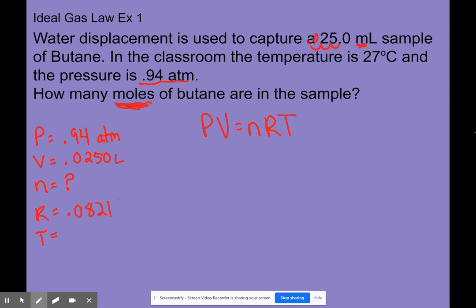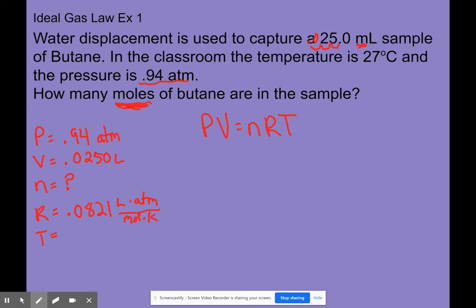R then is 0.0821 liters times atmospheres on the top, moles times Kelvin on the bottom. And I'll show you why the crazy units look like that in a minute as well. So we can see then why we have to use liters. If R is in liters times atmospheres, moles times Kelvin, then all my units have to match. I can't mix and match milliliters and liters, so that has to match.